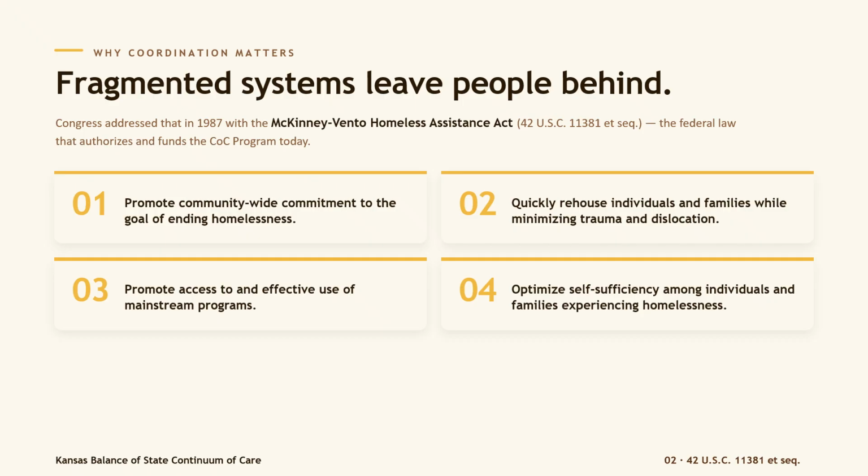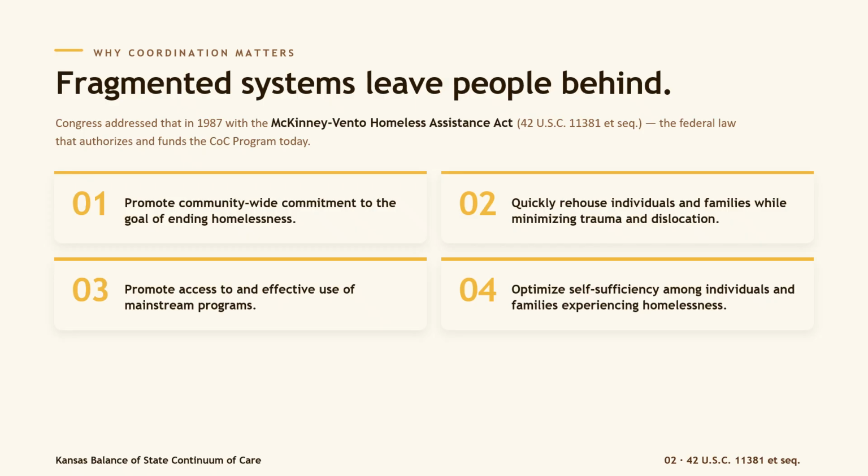Imagine for a moment that every community responded to homelessness on its own. No shared data, no shared planning, no coordination. That's what used to happen. The result was predictable. Fragmented services, duplicated efforts, gaps in care. People experiencing homelessness fell through the cracks because no single system was tracking both who needed help and what help was available. Congress recognized this in 1987 and passed the McKinney-Vento Homeless Assistance Act, the federal law that authorizes and funds the CoC program to this day.